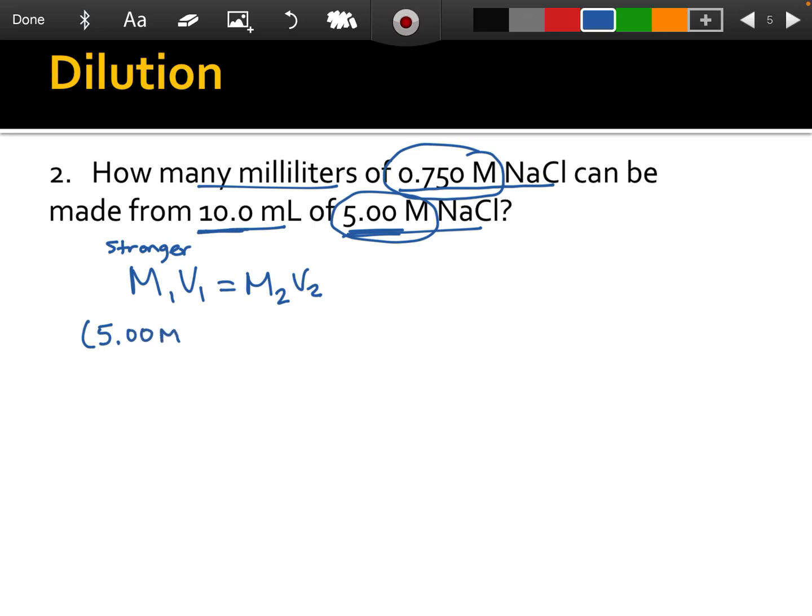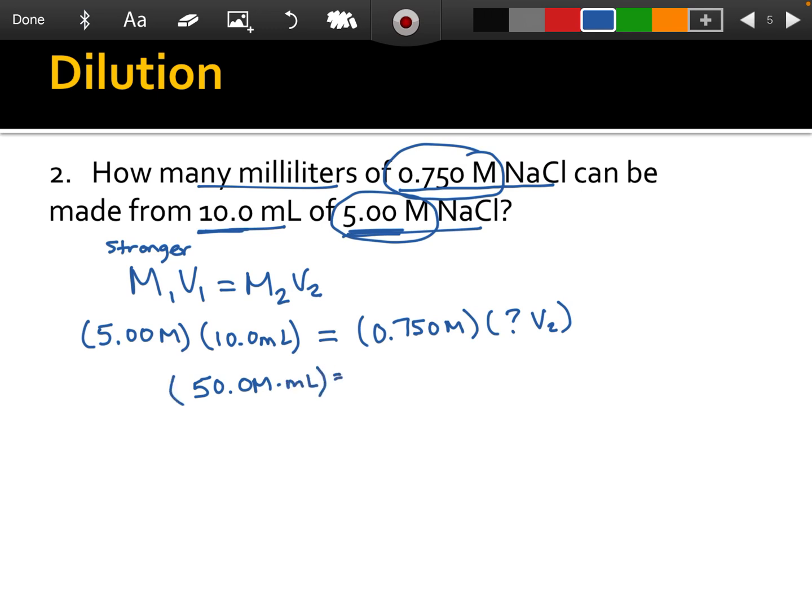So we have our 5 molar solution here. We know that we are using only 10 milliliters of that solution. And now we're trying to make a 0.750 molar solution, but we don't know how much volume that will take up. So this would be your setup. And then you would, again, just multiply the values on the left. So 5 times 10 is going to be 50 milliliters, or I guess we'll leave both units here, is equal to 0.75 times V2.